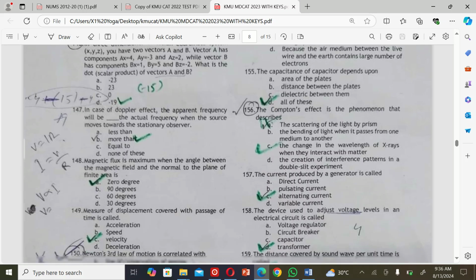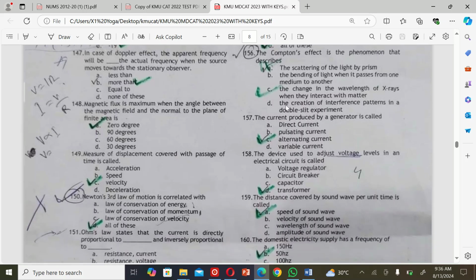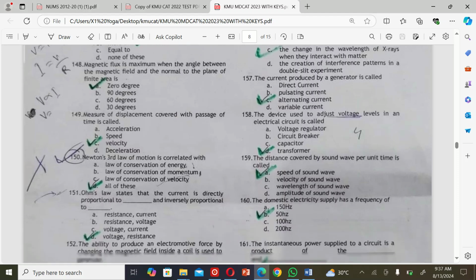All of these. The next MCQ is: the Compton effect is the phenomenon that describes A, the scattering of light by a prism; B, the bending of light when it passes from one medium to another; C, the change in the wavelength of X-rays when they interact with matter; and D, the creation of an interference pattern in a double slit experiment. So the correct option is C, the change in the wavelength of X-rays when they interact with matter.